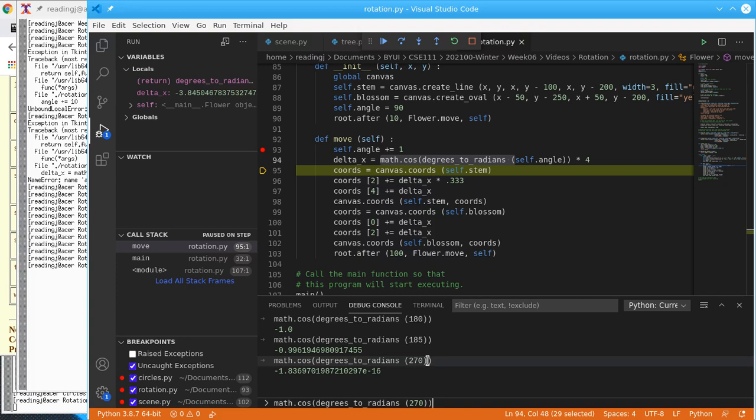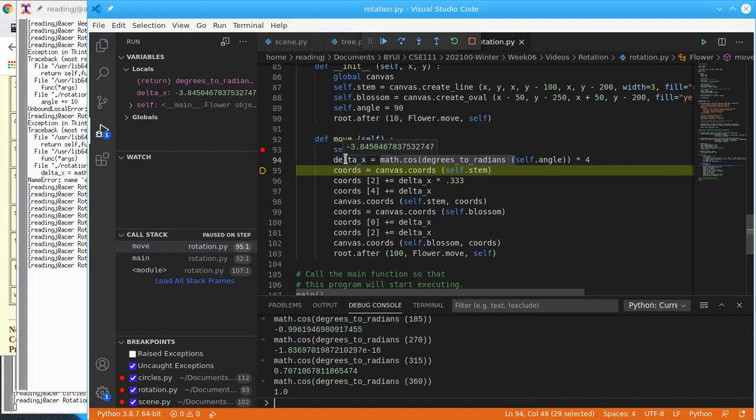I use math.pi. Why isn't that exactly 0? I don't know. Add 45, so 315 degrees should be about 0.7. Yep, 0.707 is the correct value. And then 360 should get us to 1. And so delta x is negative.